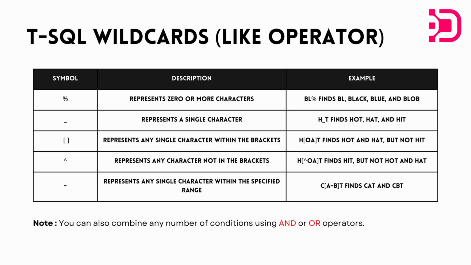We've got a percentage symbol, and that represents zero or more characters. So suppose you've got, for example, BL and a percentage sign. It returns just BL, black, blue, blob. Basically any words that start with BL, however many characters, or just the BL itself. So the percentage symbol represents zero or more characters of any type.